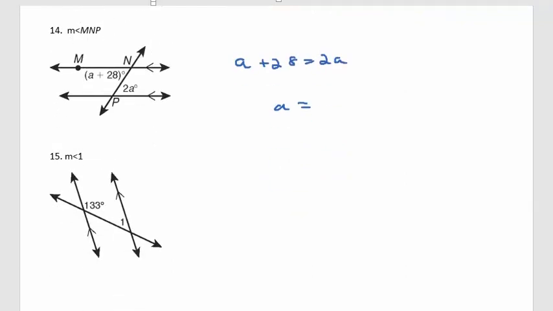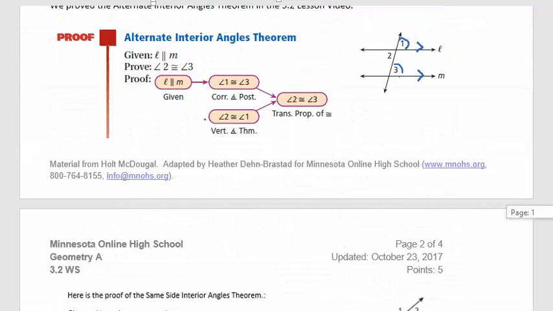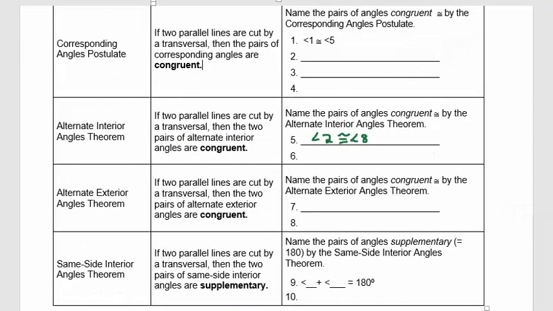This one's a little different. This says that we have same side interior angles. Same side interior angles are not congruent. If we have two parallel lines cut by a transversal, the same side interior angles are supplementary, which means that the sum of their measures is equal to 180.